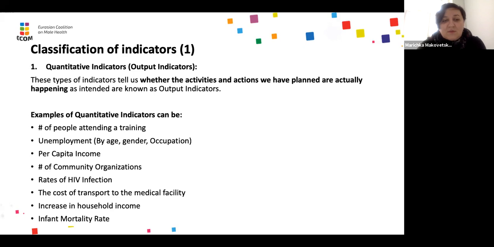Sometimes an indicator may be like the number of community organizations working in your regions, let's say, or rate of HIV infection. That's also a quantitative indicator, or cost of transportation to the medical facility. That's also a quantitative indicator. Increase of households' income, infant mortality rate. Those are all types of quantitative indicators.